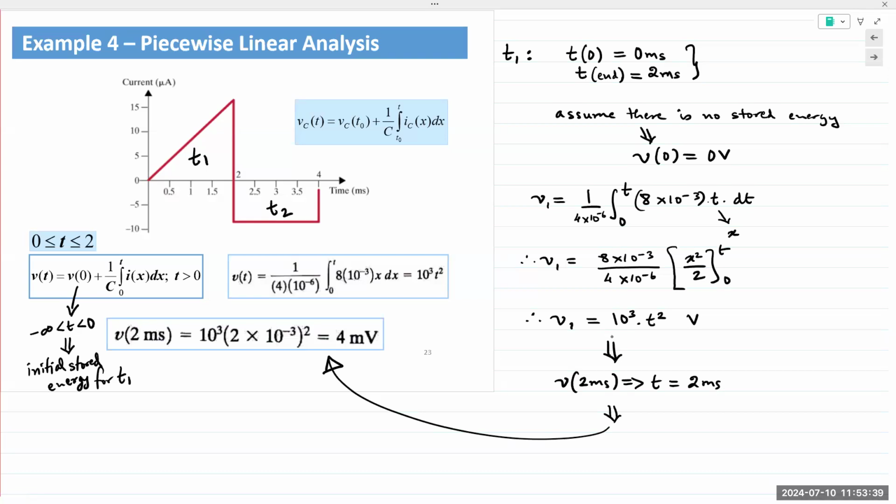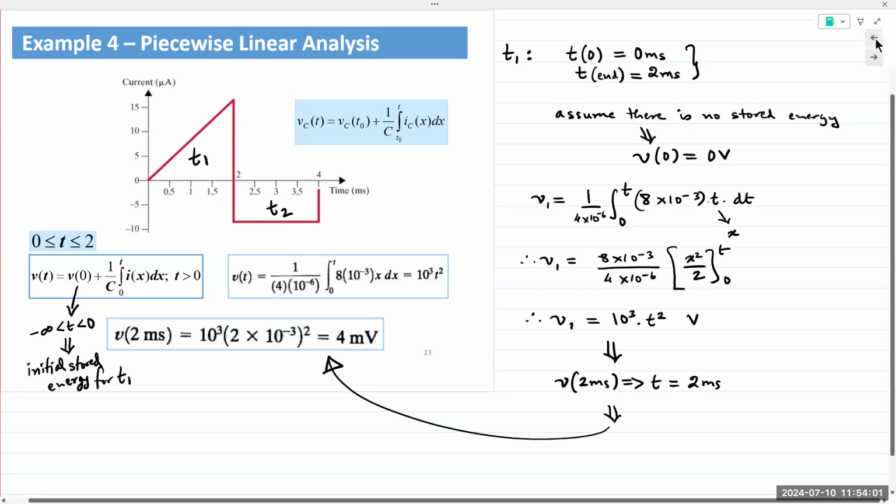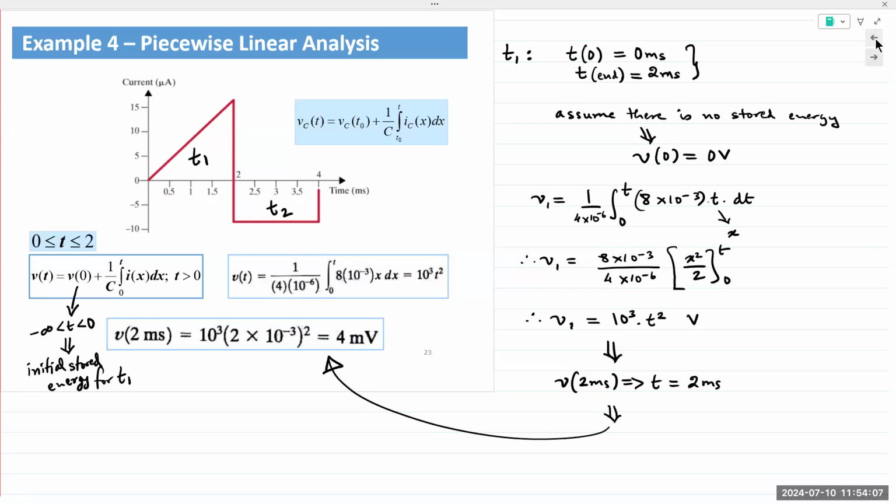10 cubed times t squared. t is 2 milliseconds. You plug in the value of t in that equation, you solve it, and you obtain that voltage as 4 millivolts. This 4 millivolts is what we must add to our equation for the second time period. Okay, let me go back to the slide if you're writing this down. V1 is 10 cubed times t squared. t is 2 milliseconds. We plug that into the equation and we solve this and we obtain 4 millivolts. Make sense?